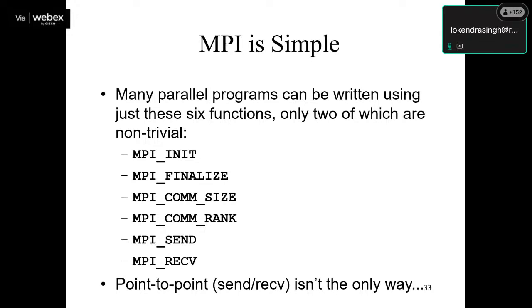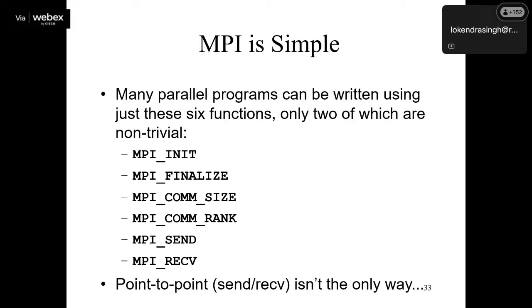The third routine is MPI_Comm_size. It will give the number of processes, how many processes you have, and every process has some rank. So you have to send your data through the routine MPI_Send, and you have to receive the data through MPI_Recv.